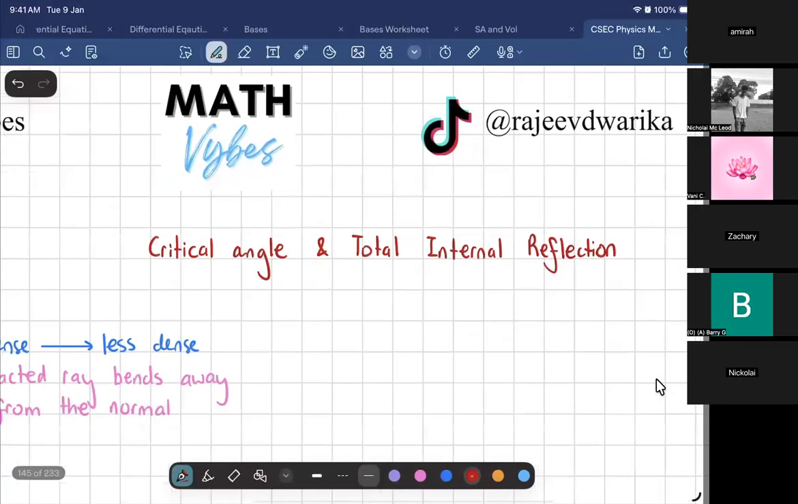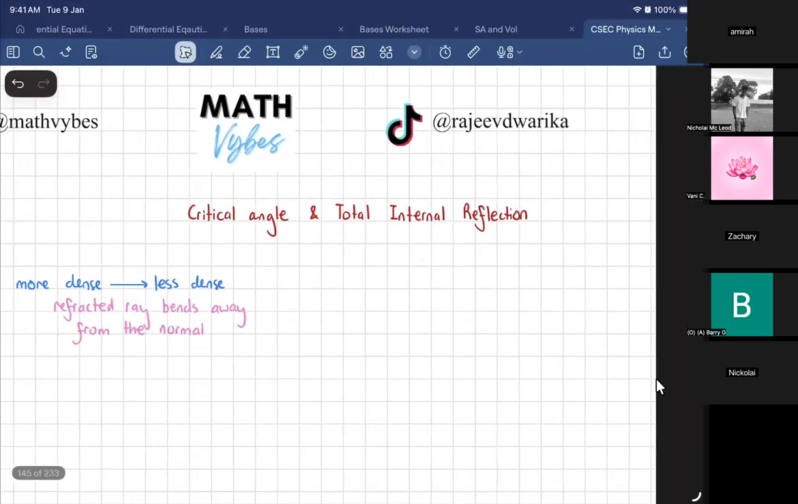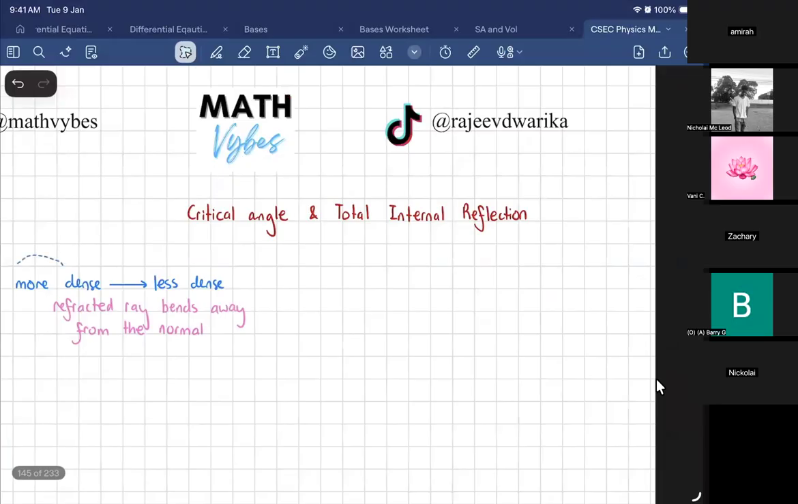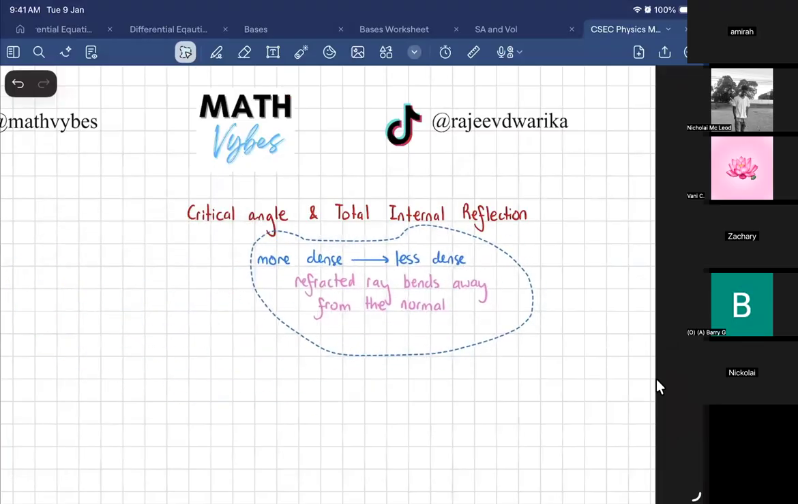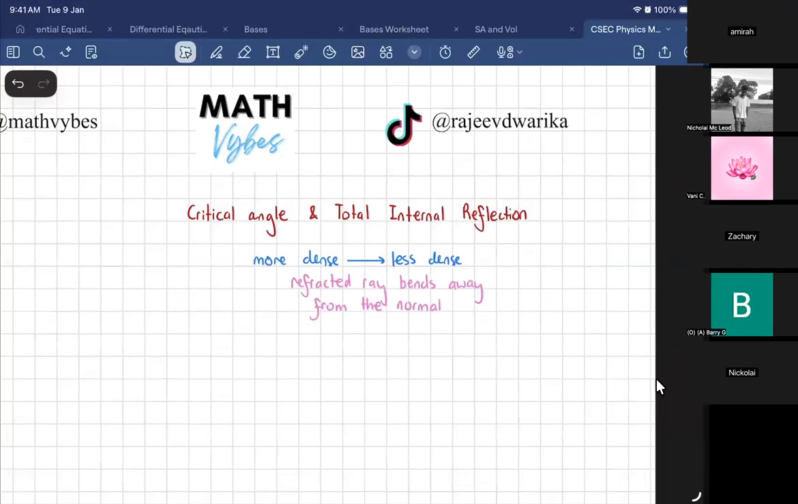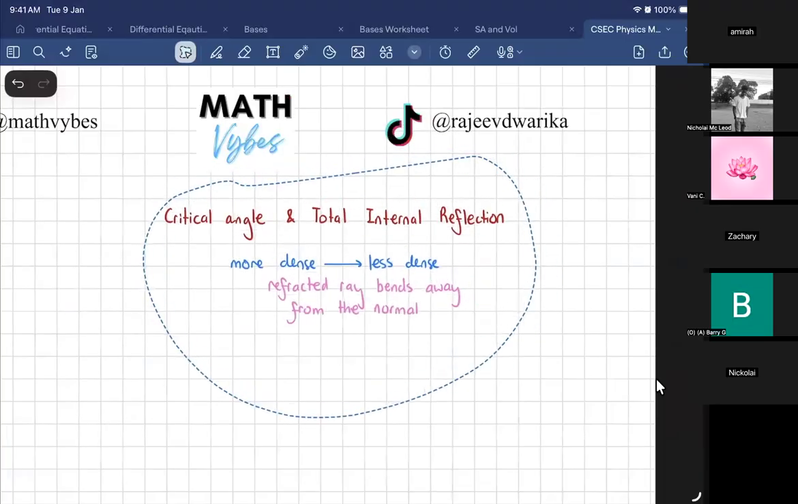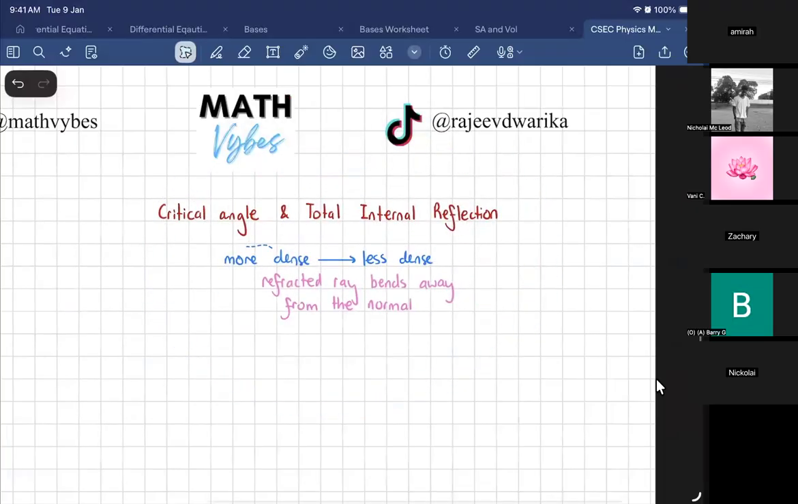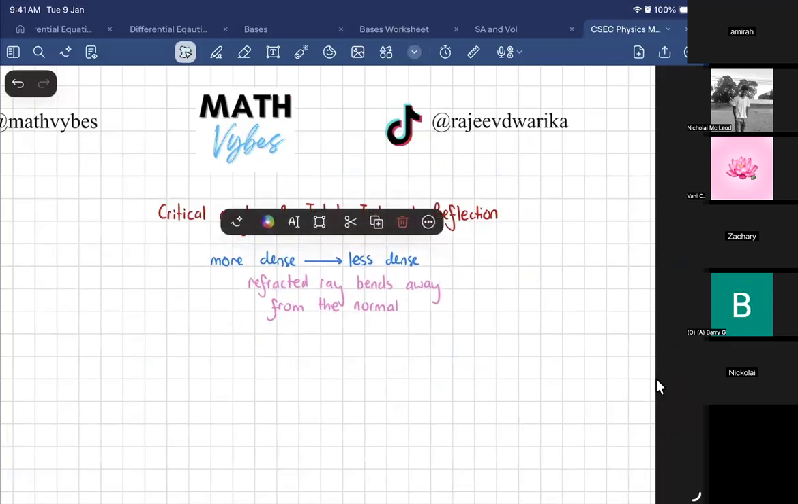These phenomena can only be observed if you're going from a more dense to a less dense medium. That's the only time it happens. When you're going from a more dense to a less dense medium, that's the only time total internal reflection could happen. Let me just verify that.